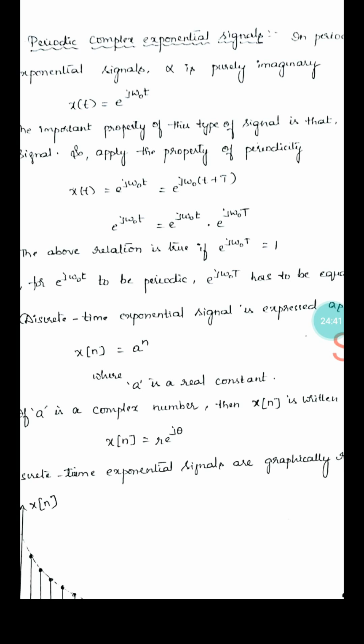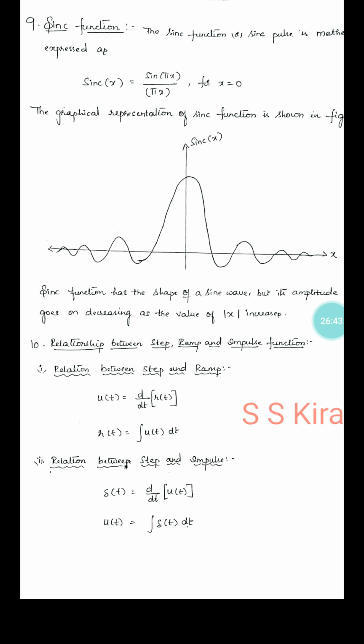The next topic is the relation between step, ramp and impulse functions. A very important relation: u of t equals the differentiation of r of t. R of t is the ramp signal and u of t is the unit step signal. So u of t equals d by dt of r of t. What about r of t? In terms of u of t, very simple: r of t equals the integral of u of t dt.